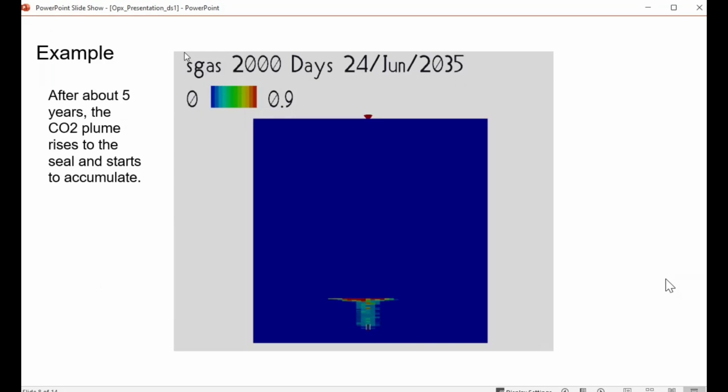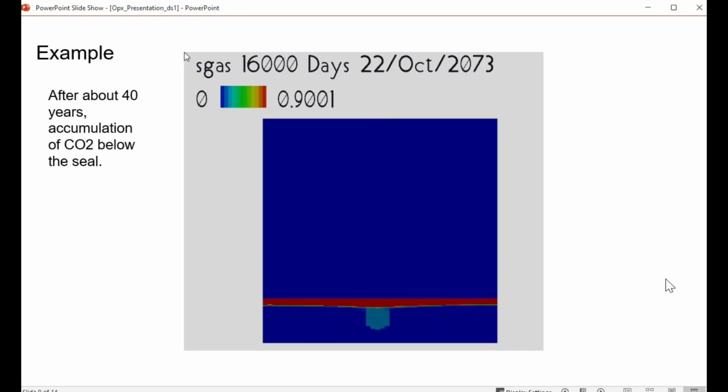So here we see the situation 5 years after we started. The CO2 is now rising in a plume. It's just hit the seal, and you can see it's starting to pull up and accumulate. So here we are 40 years in. We've now got 8 million tons of CO2. It's a kind of inverted lake up against that top seal.